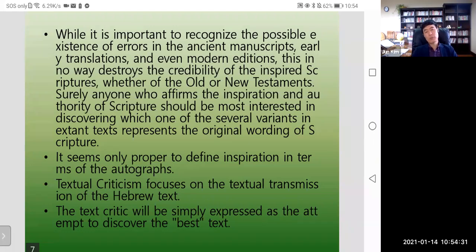Textual criticism focuses on the textual transmission of the Hebrew text. Okay, the focus is the transmission of the Hebrew Bible. The work of the text critic can be simply expressed as the attempt to discover the best text. Okay, one more time, the best text. Don't be confused, as if we can find the original text. Such an arrogant word. If you say the original text, no one knows. That's why we need to be humble.